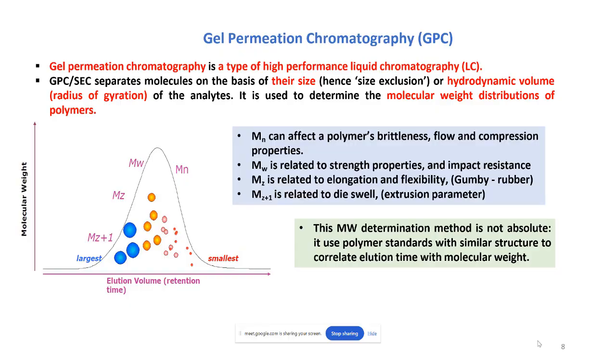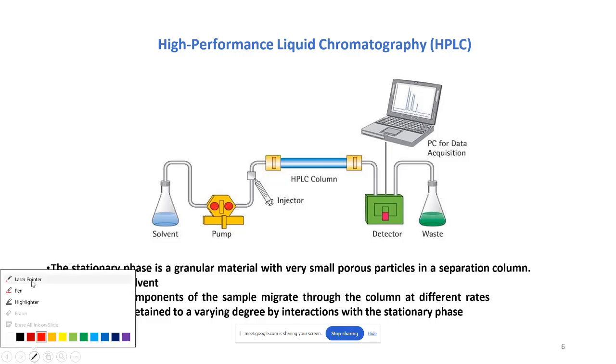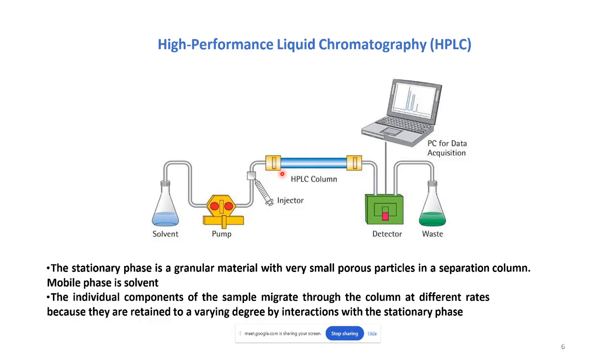Okay, so this is the basic instrumentation of the HPLC. We have a solvent which is injected through a pump into the column, and the column has a granular material with small porous particles in it, and we have an injector here. With the help of the injector, we inject the sample which we want to analyze. Depending upon their migration rate, we detect it using a detector.